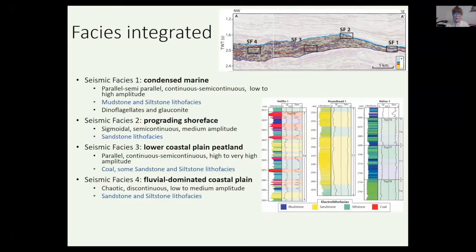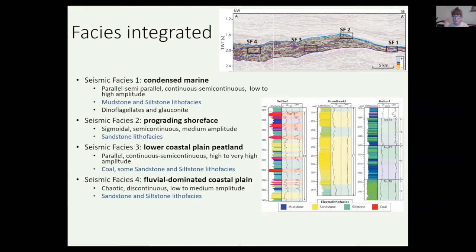We integrated our seismic and electrolithofacies and found that seismic facies 1 correlated very nicely with our mudstone and siltstone lithofacies. The well on the right, Helios 1, displays that interval. In addition, well completion reports reported a lot of dinoflagellates and some glauconite, so we've interpreted that as our condensed marine interval. Seismic facies 2, with those lovely progrades, correlated to very thick, clean sands and some siltstone, which we've interpreted as a prograding shoreface.